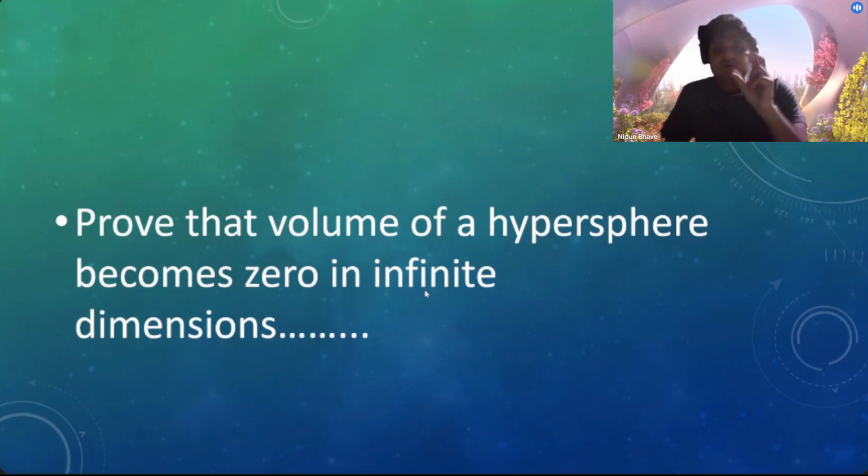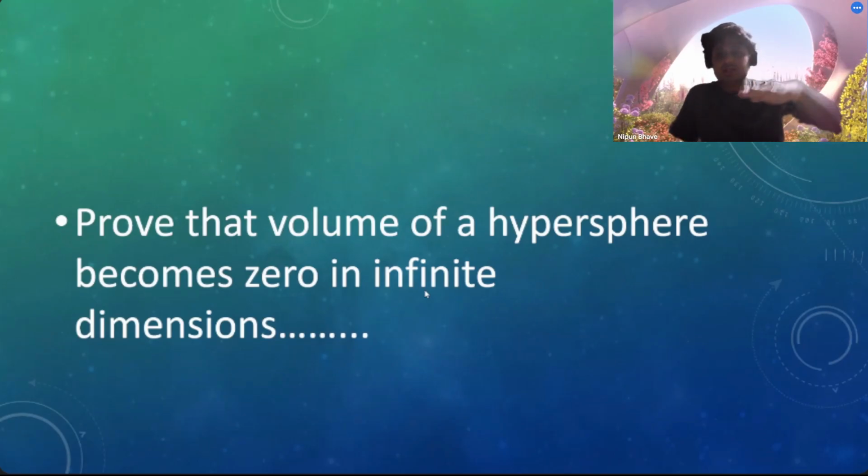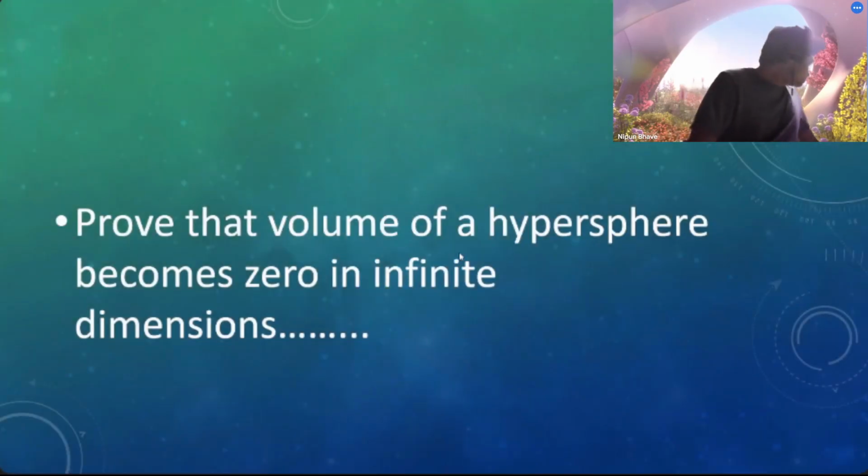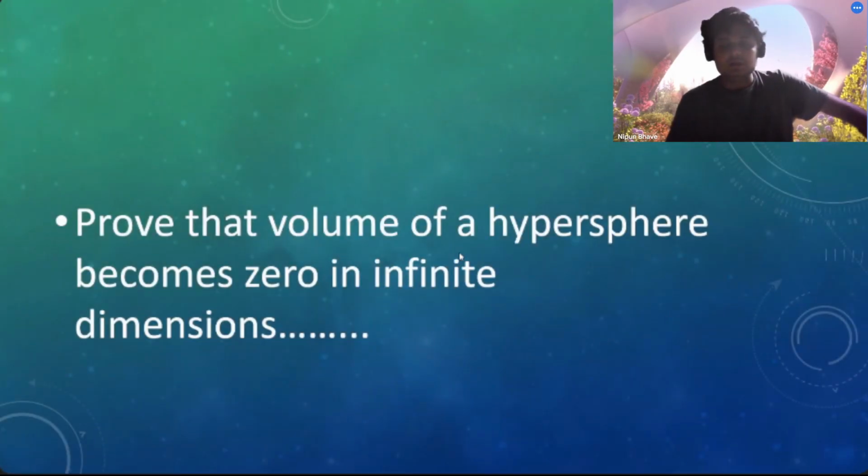What do I mean by volume? The definition of volume is, if I'm in 2D, it means surface area. If I'm in 3D, it means volume, and for higher D, it means hypervolume. For example, a circle is a hypersphere in 2D. What is the area of a circle? It is pi r square. In 3D, a hypersphere is nothing but a usual sphere, and its volume is 4 by 3 pi r cube.